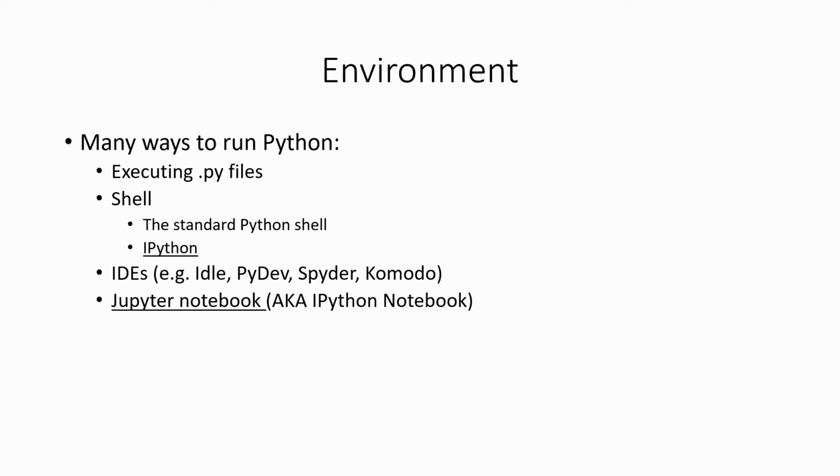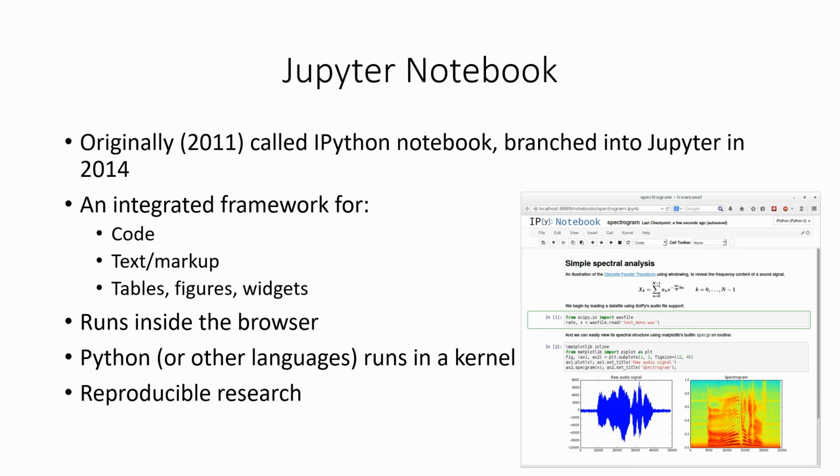The kind of environment that we're mostly going to work with in this course, and I also encourage you to give it a try in your research, is the Jupyter Notebook environment, which is also known as the IPython notebook. So let's see what it is. It's actually quite recent. It was originally from 2011. Back then it was called the IPython notebook, and in 2014 it was branched into the Jupyter notebook. So the Jupyter notebook, you can think about it as some kind of integrated framework that allows you to write code and to execute it, but also add additional components to it. So you can add some text and notes and markup within your notebook, and you can add tables and figures and widgets. And in fact, if your own code generates tables and figures, you will see them embedded within your notebook.